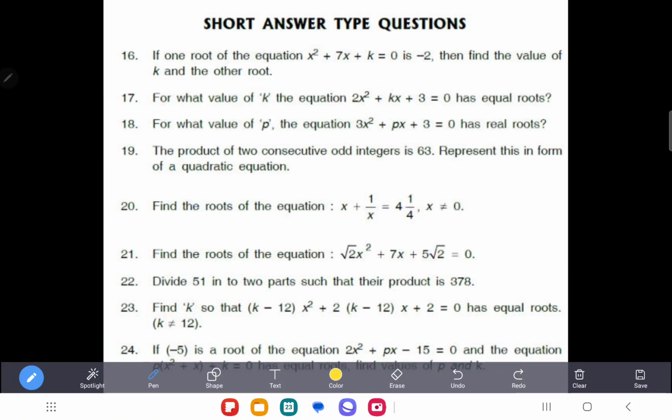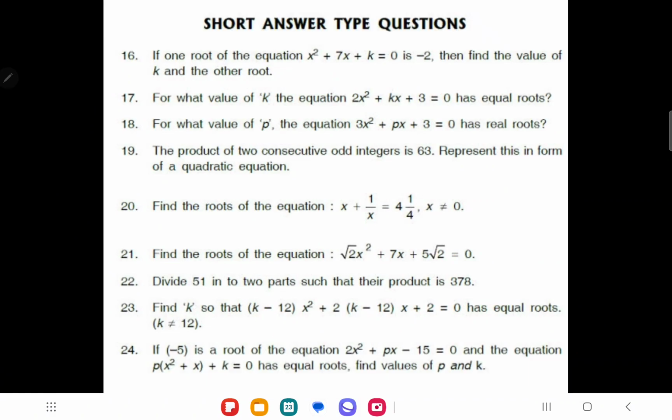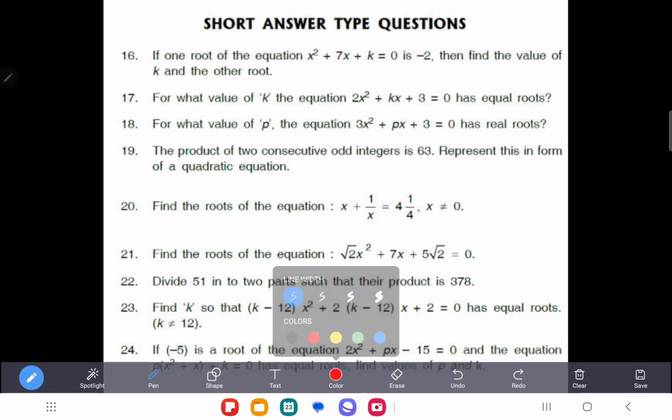Okay. Now, the next question. The last question, just read this out. This question says, if minus 5 is a root, what do you understand from the term root, others? What is minus 5? Like square root? Not square root. Root means the value of x. Oh, yes. Okay.